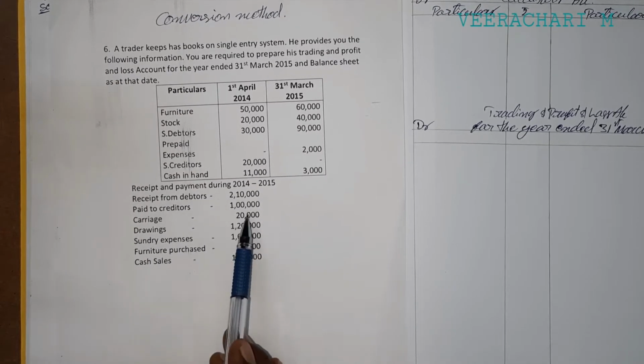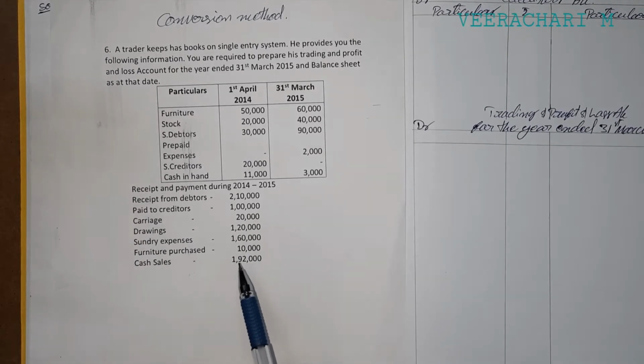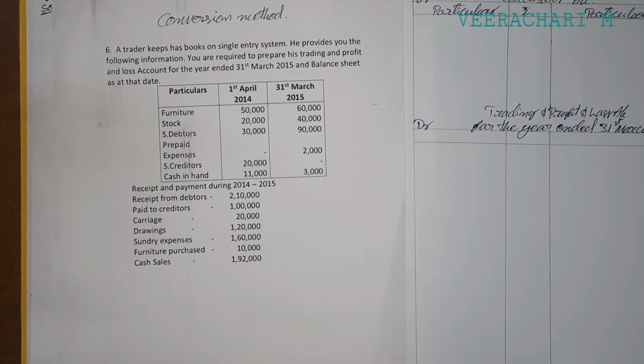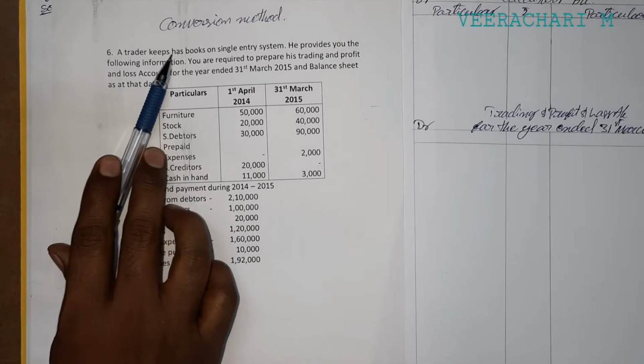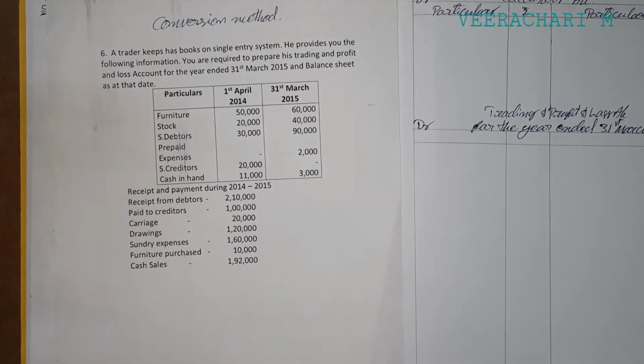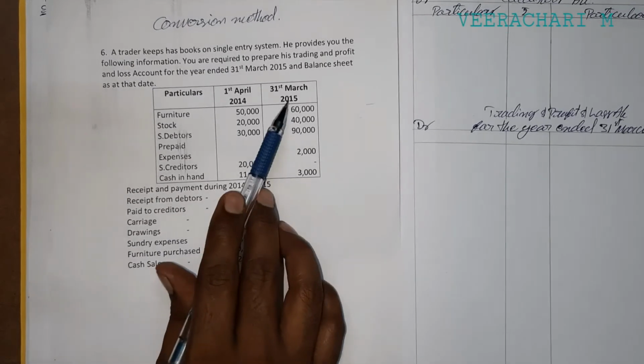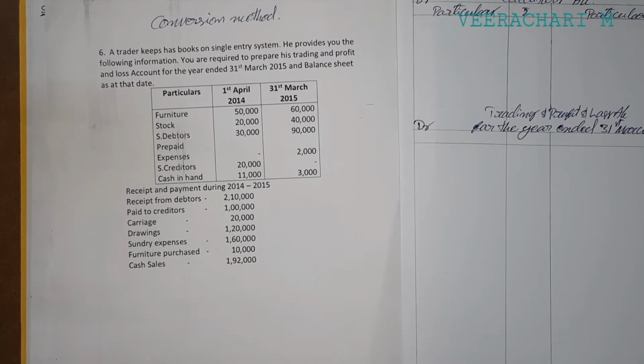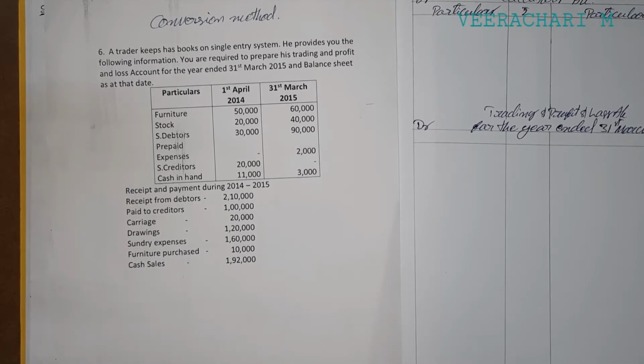that is related to debtors, creditors, carriage, drawings, expenses and purchases, and sales, and so on. So the full information is given in this conversion method. With this method, we compute the profit and prepare the closing balance sheet as on the closing date, that is 31st March 2015 in this question. The main thing is that the conversion method is an actually accurate method for computation of profit. That is the reason the conversion method is accepted by almost all.